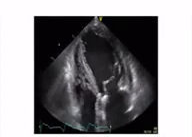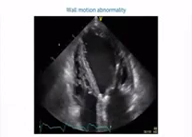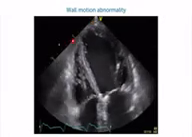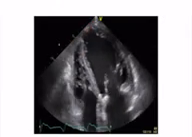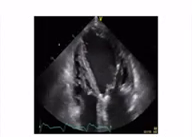Here's a patient with a wall motion abnormality. You see right up here, this part of the ventricle does not contract normally. This patient, as a matter of fact, also has dysynchrony.